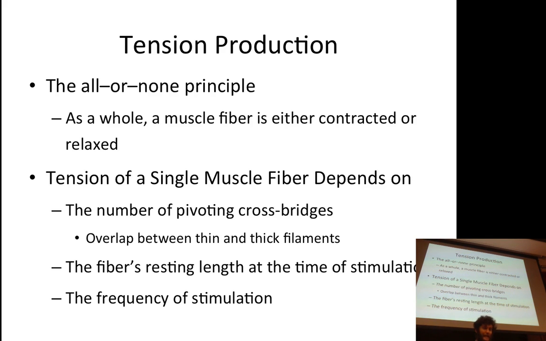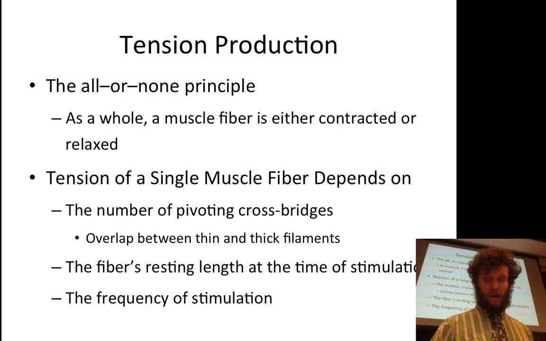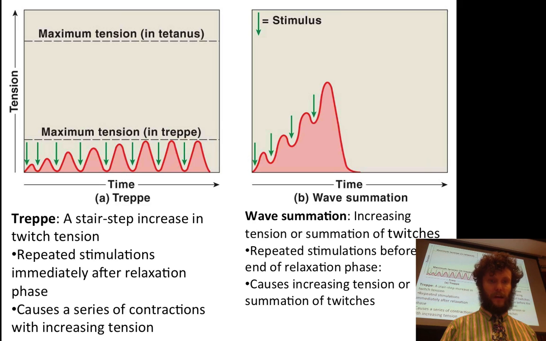What was related to that is what was the resting length? What was the length of that muscle before you started contraction? And we'll see why that's important in a bit. And then the final thing is how frequent is the nerve trying to stimulate that muscle fiber? This frequency of stimulation can have consequences in terms of the total tension that a muscle fiber can have.